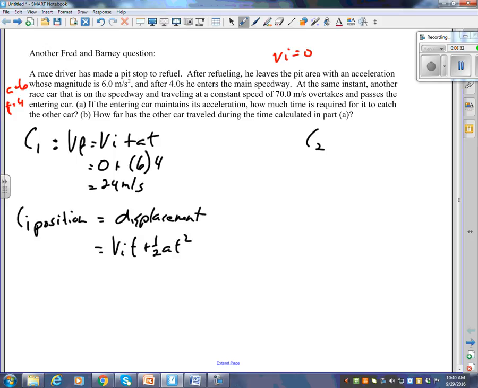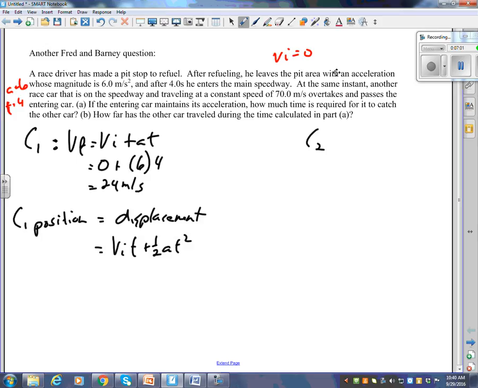VIT plus a half AT squared. C1 position, yeah, that was about 30 seconds ago. I need you with me all the time, guys. C1 position is equal to its displacement, which is equal to VIT plus a half AT squared. What is its initial velocity?